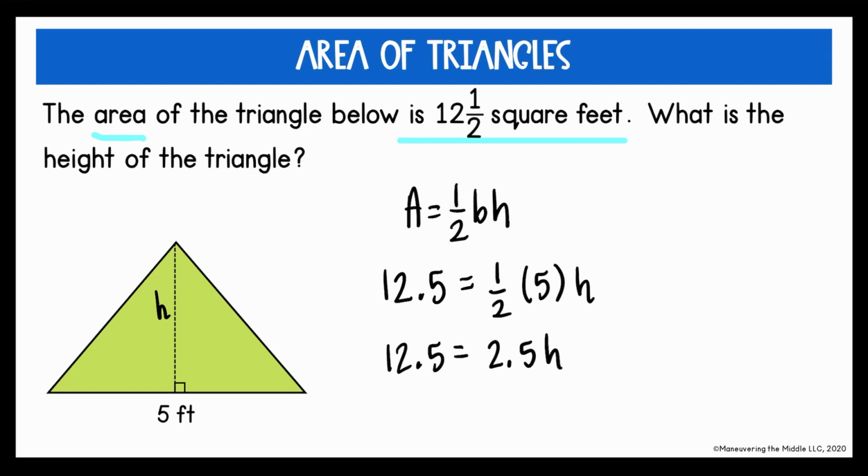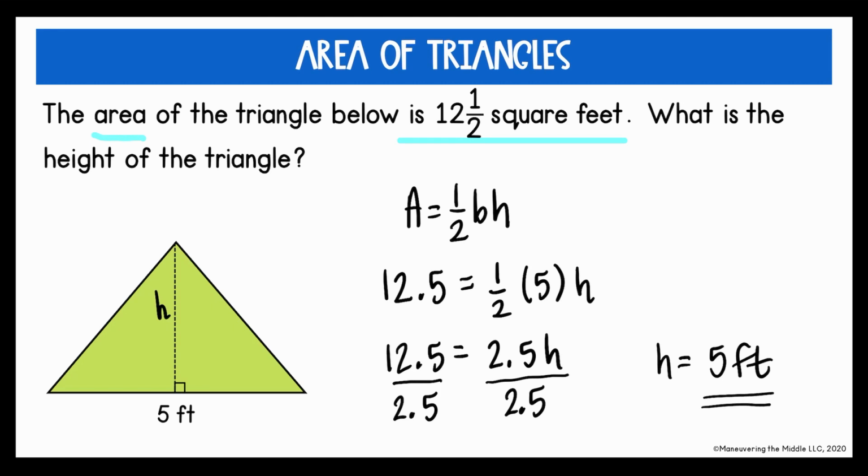Remember, 2.5 times H. In order to solve an equation, we are going to undo or do the inverse. So we're going to undo multiplication with division. And so we're going to divide 12.5 by 2.5. When I do that, I get that H is equal to 5 feet. And because it's asking for our height, it's just 5 feet, not feet squared or anything like that, because it's asking for one dimension.